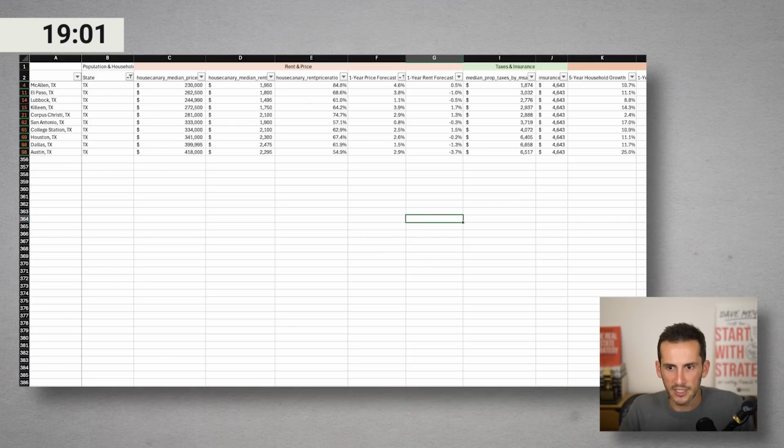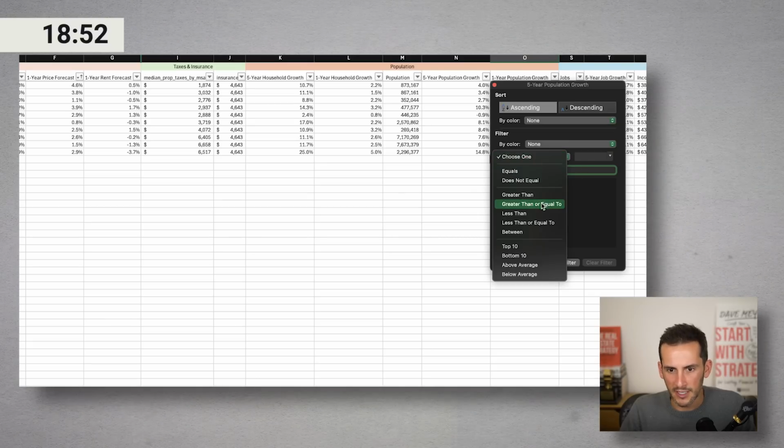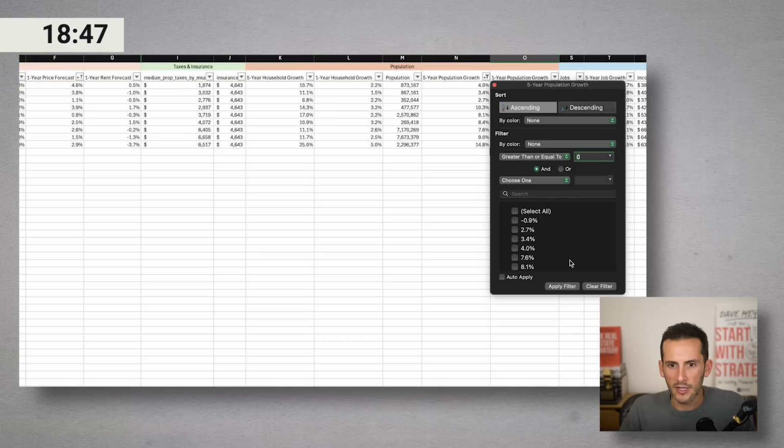And what I'm going to do is scroll over here. You can see 5-year population growth, 1-year population growth. And I care mostly about the long term. So what I'm going to do is put a filter in here. I'm going to say greater than or equal to 0. So I basically want to make sure that the markets have been growing.